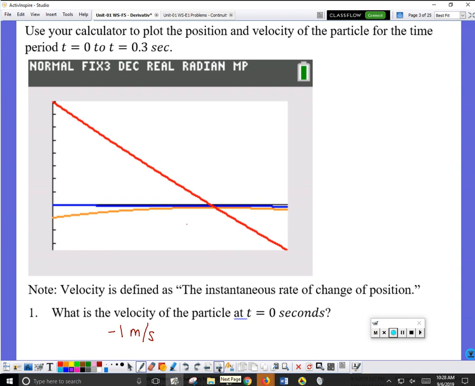Okay, I showed you how to change the window. So get this plot on your screen. Just change the window from 0 to 2. Just the window number. Zoom fit, it should show right up.